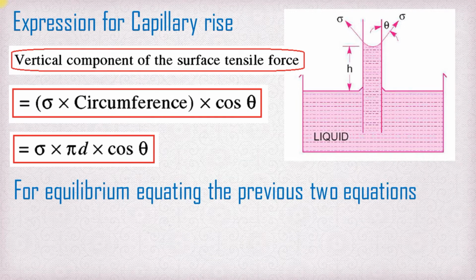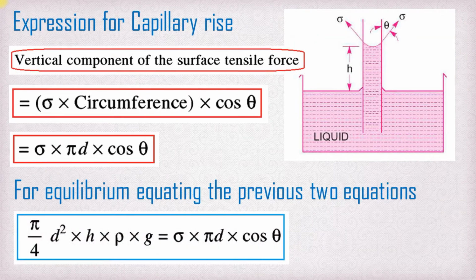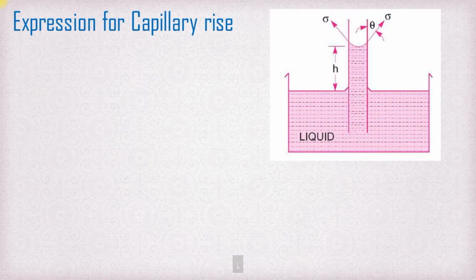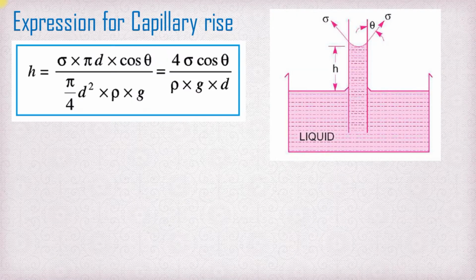here we are comparing the equation of the weight of liquid of height h in the tube with the surface tension force, or we can say the vertical component of the surface tensile force. So the simplified equation is pi by 4 d square into h into rho g equal to sigma into pi d into cos theta. Now making h the subject, h equals sigma into pi d cos theta upon pi by 4 d square into rho g.